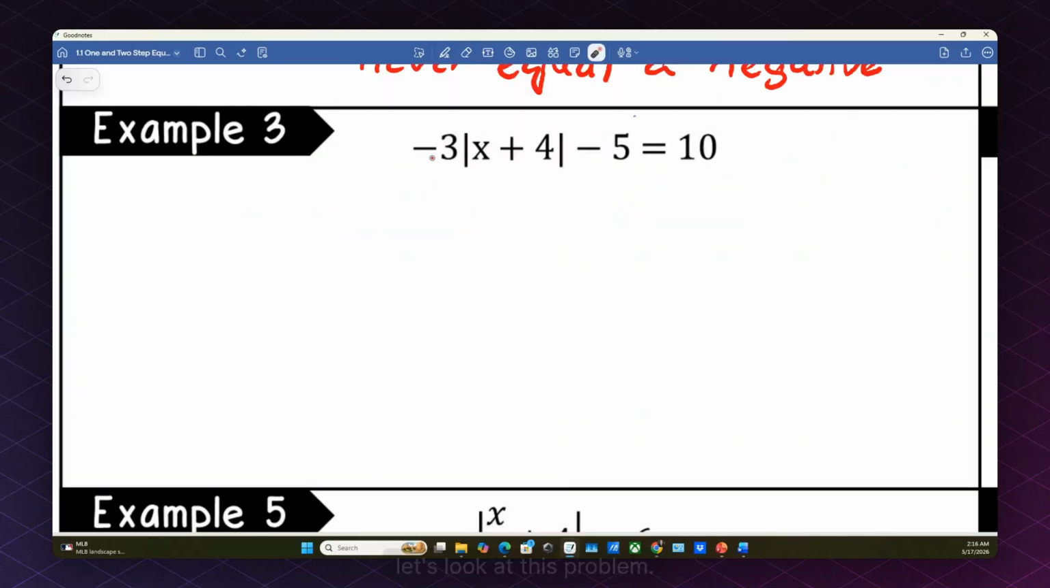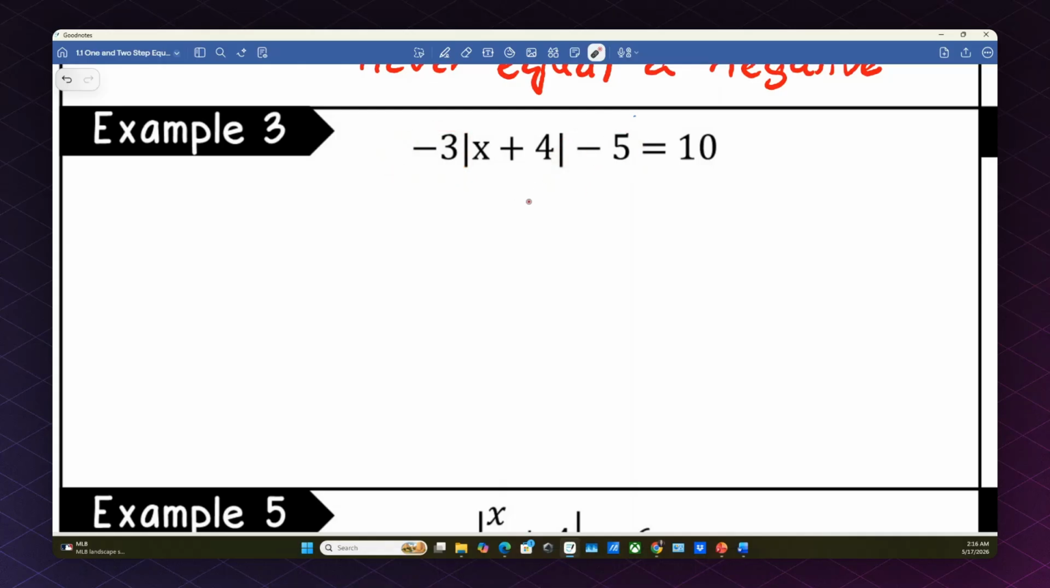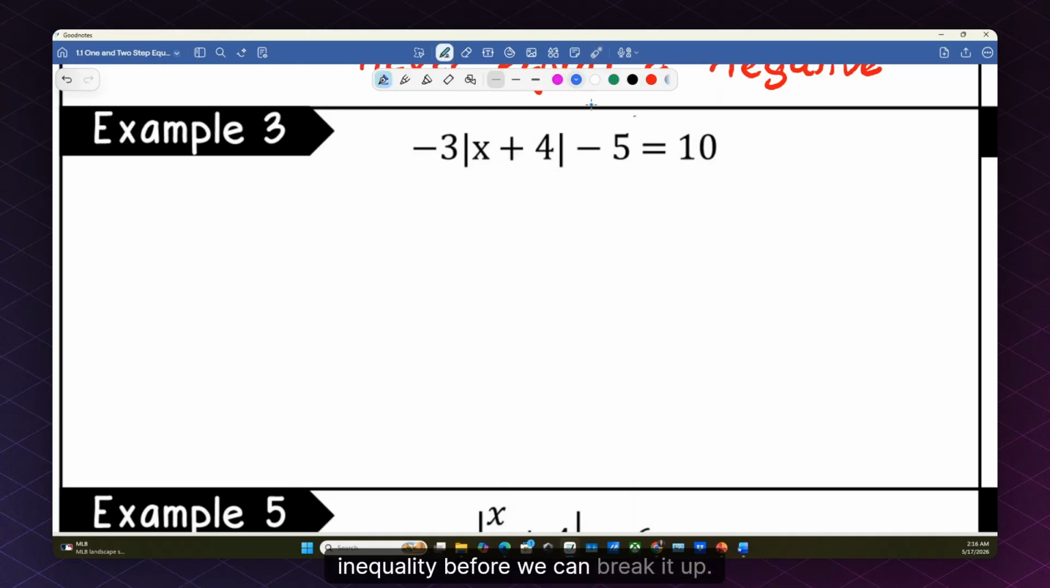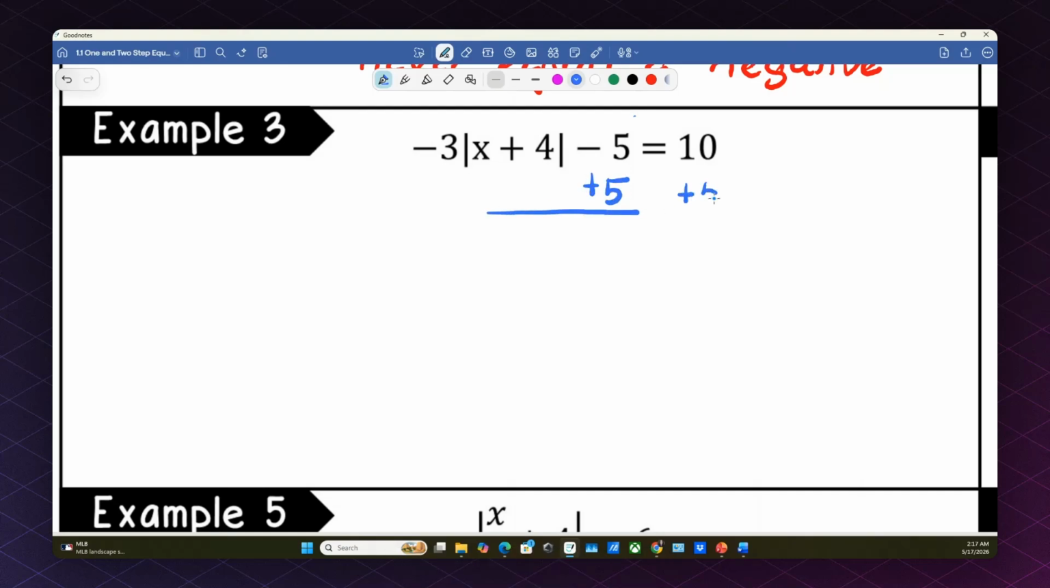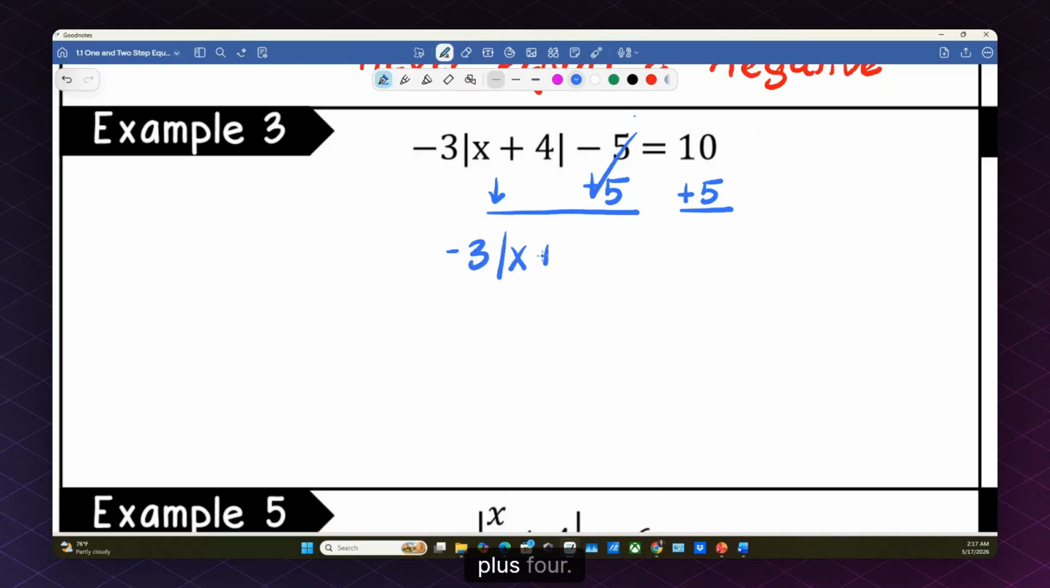Alrighty, let's look at this problem. We do have this -3 in front of this inequality, and then we have the -5 behind the inequality. So we need to remove those portions around the absolute value before we can break it up. So let's go ahead and add 5 to both sides. So that's going to cancel, and we're going to bring down this portion. So we have -3 absolute value x plus 4 absolute value equals 15.